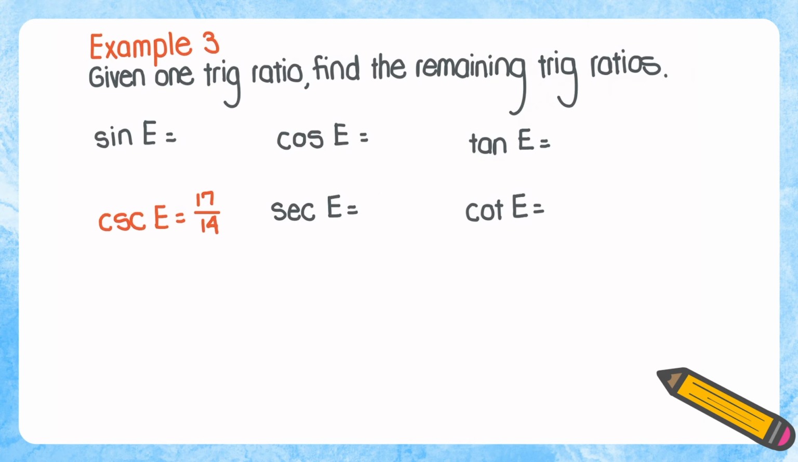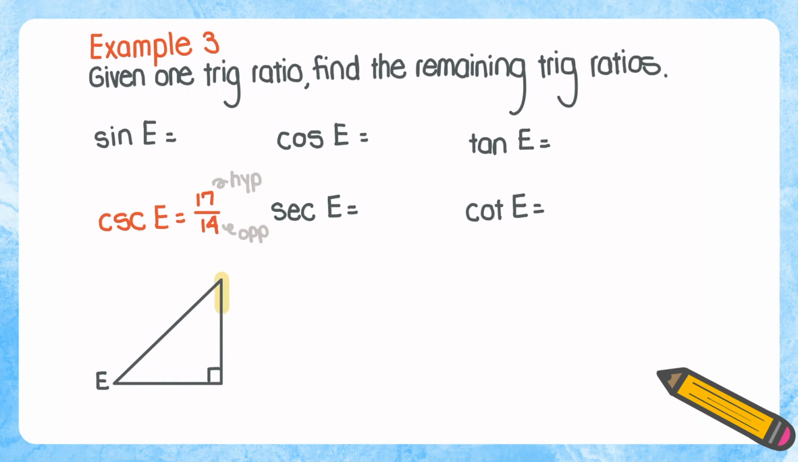Let's look at one more example. Here we're given that the cosecant of angle E equals 17 over 14. We know that the cosecant of E is the hypotenuse over the opposite side. So try setting up your triangle on your own and find the missing side. Press play when you're ready. Your triangle might look a little different compared to this one, but the idea is still the same.